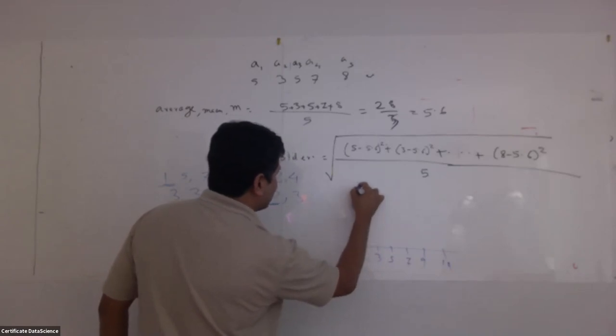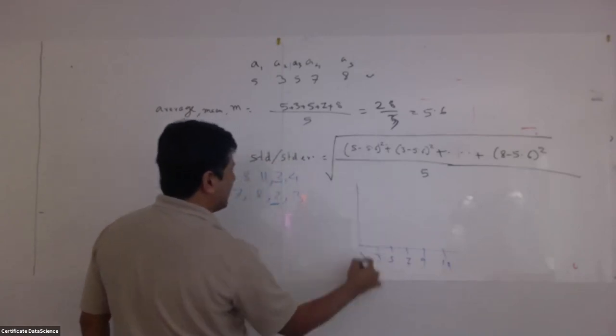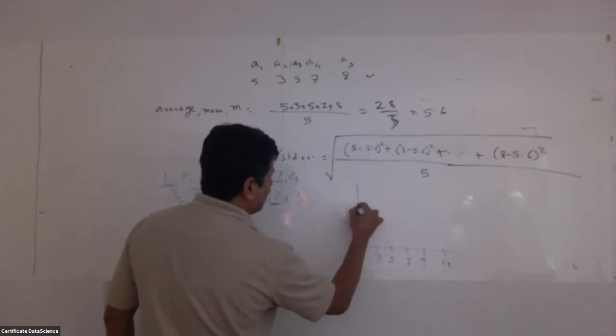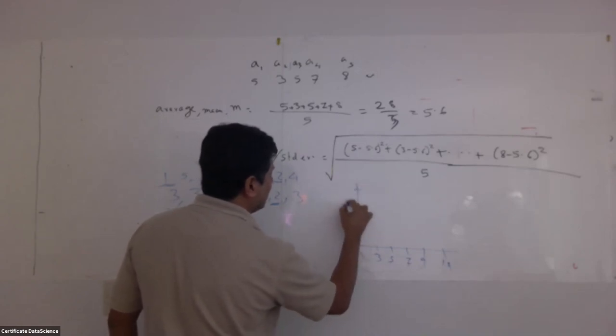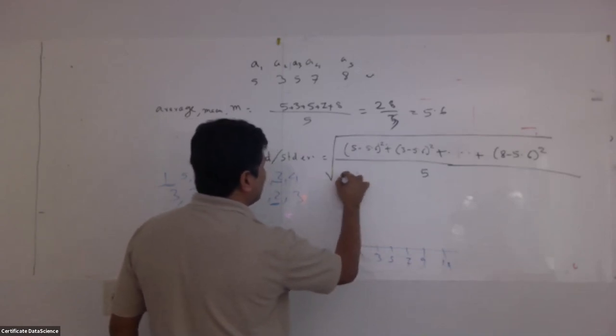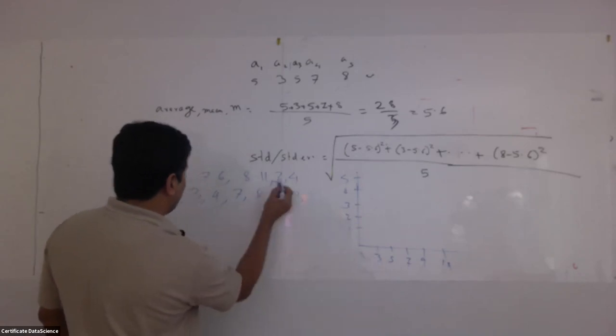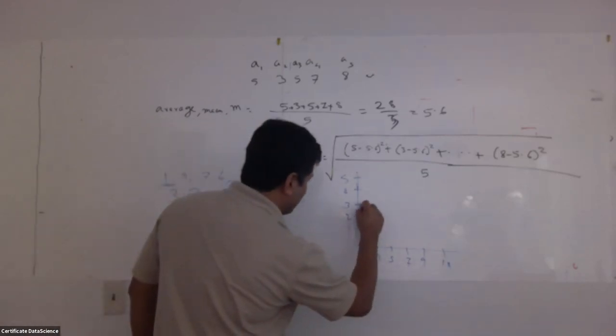So let's mark this range. This is a scale, how many I got. So this is 1, 2, 3, 4, 5, and so on. Between 1 and 3, I got 3 guys.